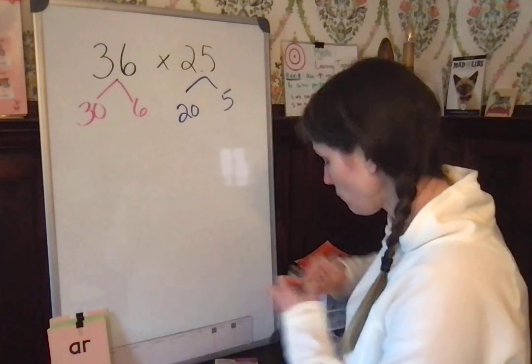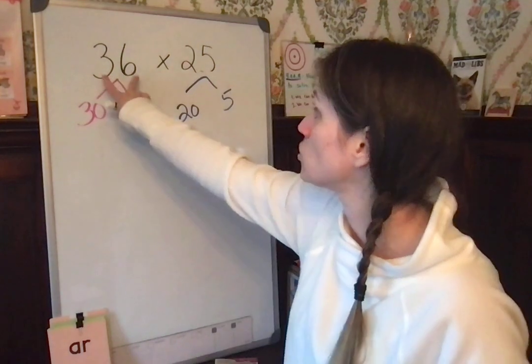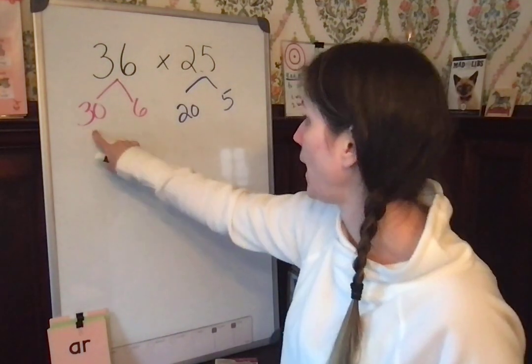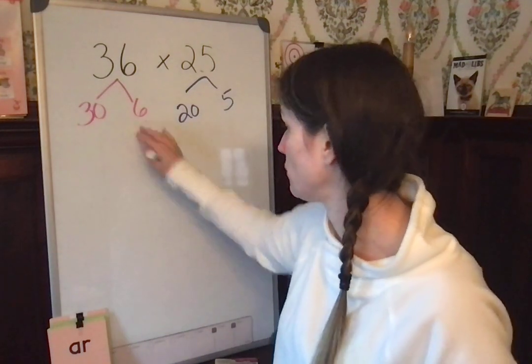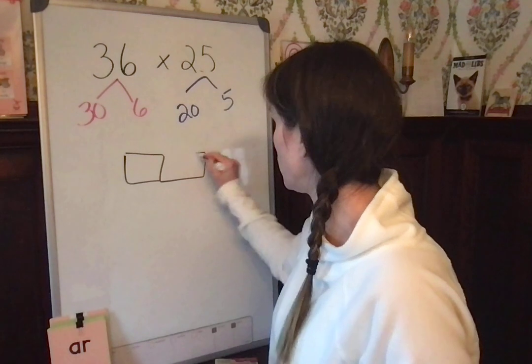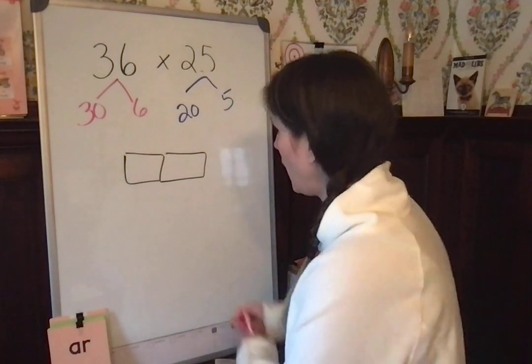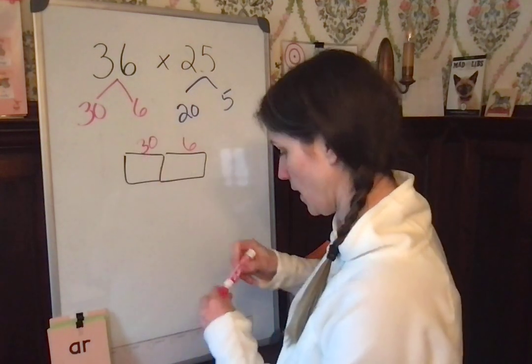Now, just like the last time, we need to make boxes. So our first number, 36, has 2 digits, right? And it's broken into 2 different values, a 30 and a 6. So I'm going to do 2 boxes. I'm going to put my 30 on top and my 6 on top for 36.